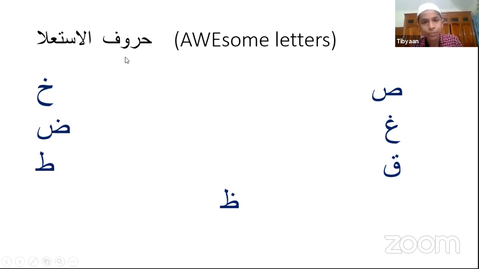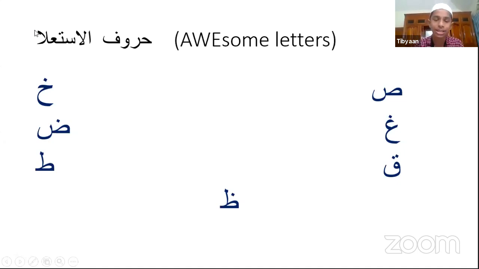We learned last week Huruful Qalqala. That is also a sifat. Most of everyone has written it down. Last week we learned Huruful Qalqala, and now we are learning Huruful Isti'la. For Huruful Qalqala, we made another funny English name. We called it bouncing letters. So like that, even in this, we have made a name.